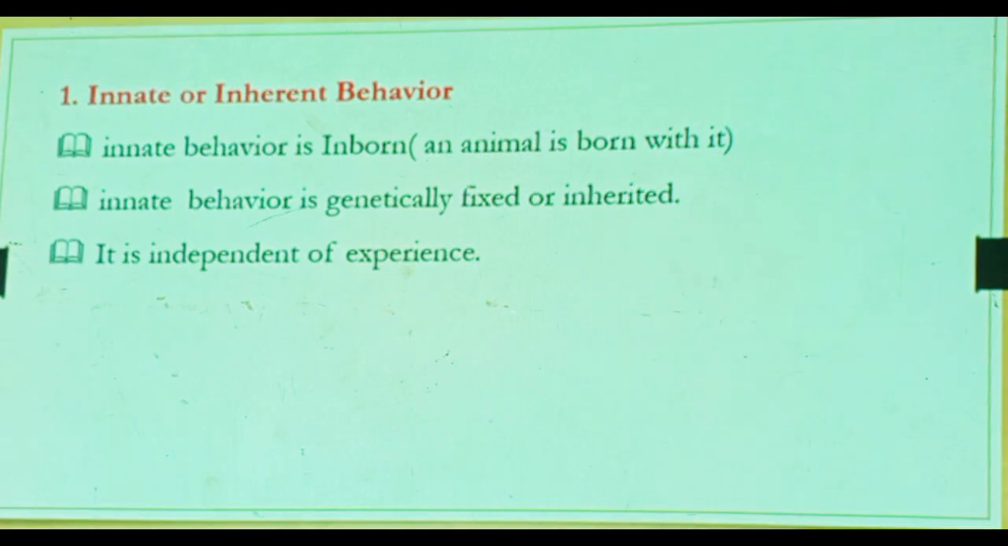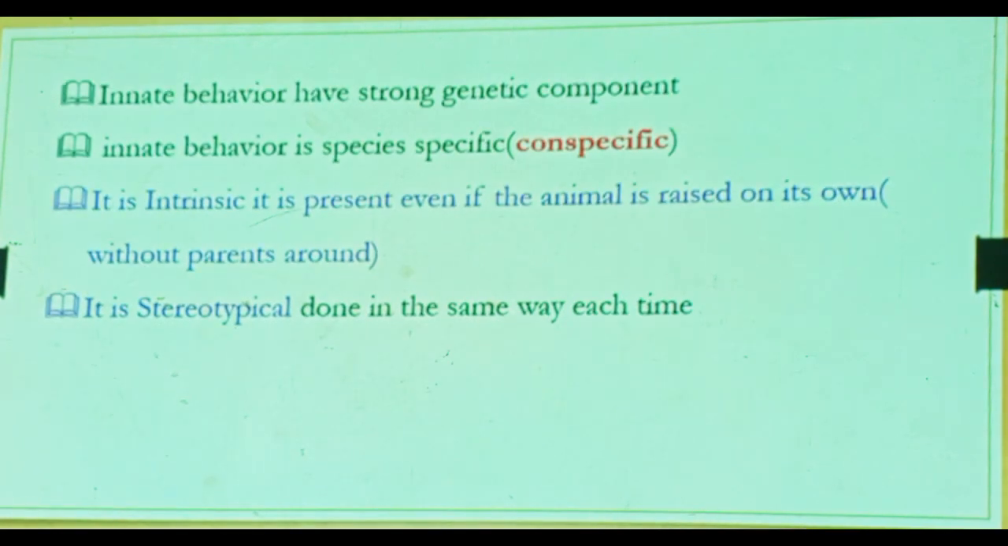Experience is learning, trial and error learning. Experience refers to the behaviors that are obtained through learning. Therefore, innate behavior is independent of previous experience. That is the quality of learned behavior. Innate behaviors are independent of previous exercise, and they have a strong genetic component.